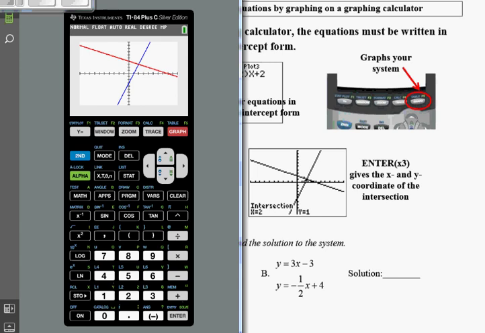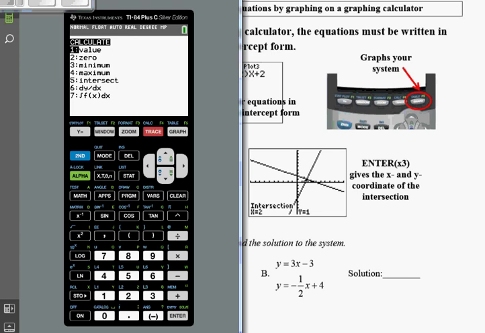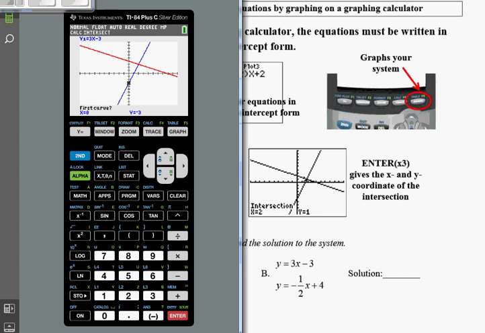And then to find the intersection, we hit second, trace, the button right next to graph. We're looking for the intersection, so we're going to scroll down to number 5. And then we're going to have to hit enter 3 times. So it says first curve, hit enter, second curve, hit enter, guess, hit enter, and it tells us our intersection is at 2, 3. If you accidentally hit enter too many times, you will have to start over. There is no back button on the graphing calculator.